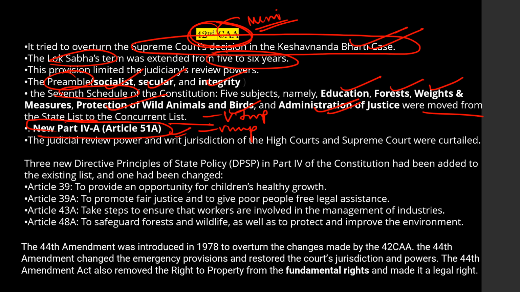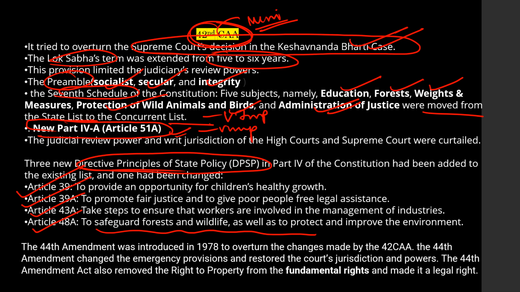Then you can see here 3 directive principles of state policy were added. Article 39, Article 39A, Article 43A, and Article 48A. So you need to remember this: to safeguard forest and wildlife, to take steps that the workers are involved in managing of industries, then to promote fair justice and to provide opportunities for children in a healthy growth.